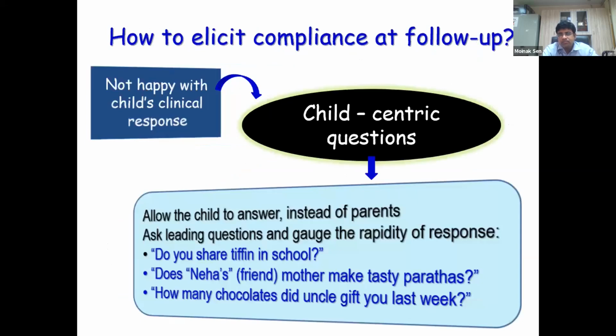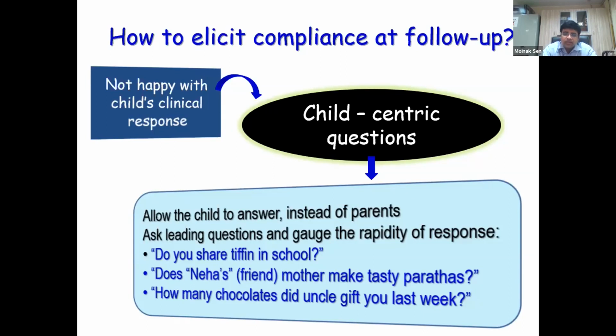How to elicit compliance at follow-up? You have to ask child-centric questions. Allow the child to answer instead of the parent. Give them direct questions. Do you share tiffin in school? Does your friend's mother make tasty parathas? So these are the ways you can get the answer out of a child.